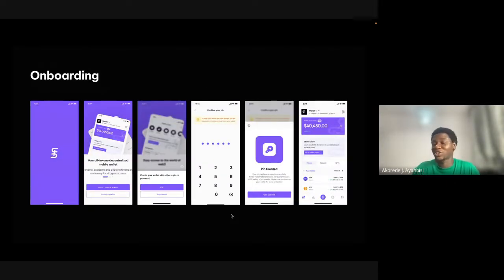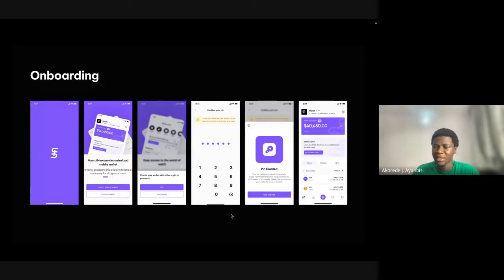So what I tried to do here is, I don't know if some of us have created a wallet on MetaMask or Trust Wallet. I don't want to use Binance because Binance is a centralized wallet, right? The flow is different.